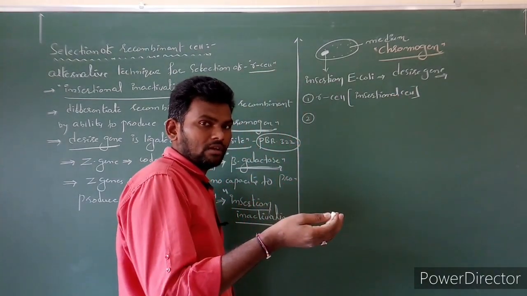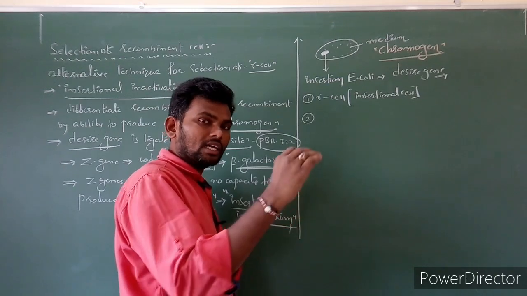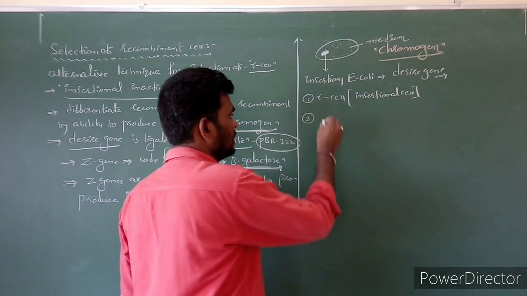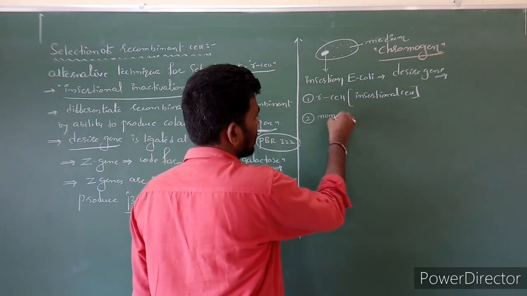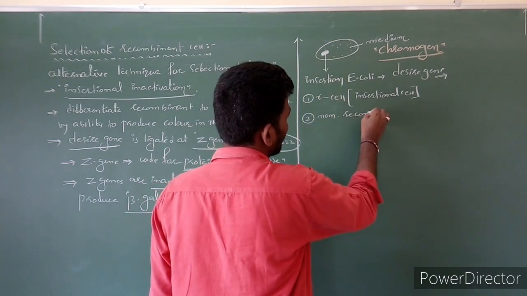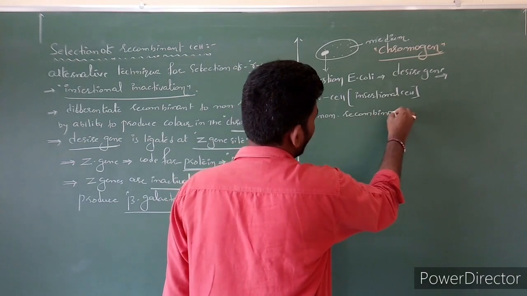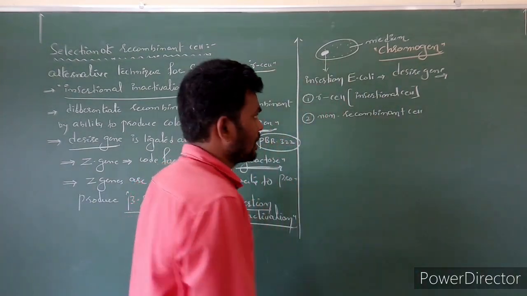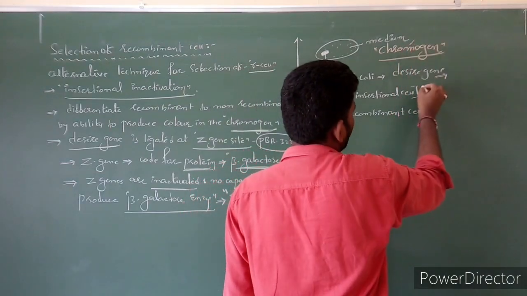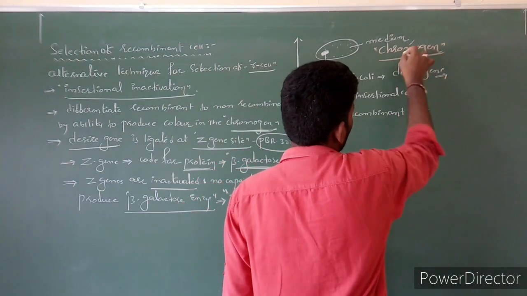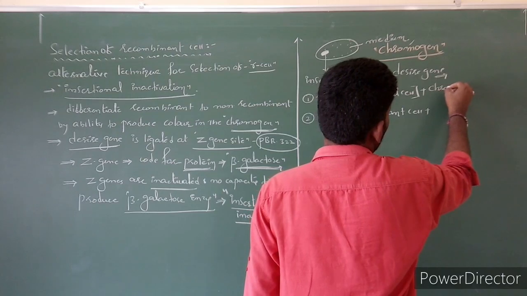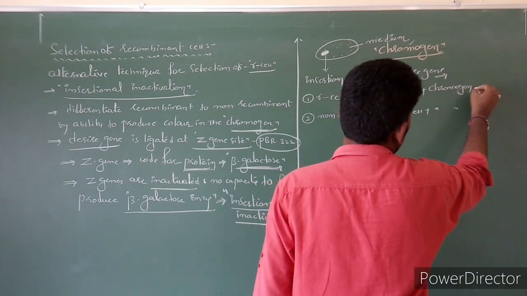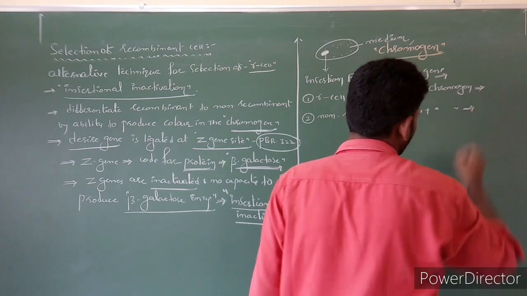Maybe, for example, sometimes other than recombinant cells are also growing. Here we can call them non-recombinant cells. Now what happened? These two cells are going to react with a chromogen. Here also going to react with a chromogen.